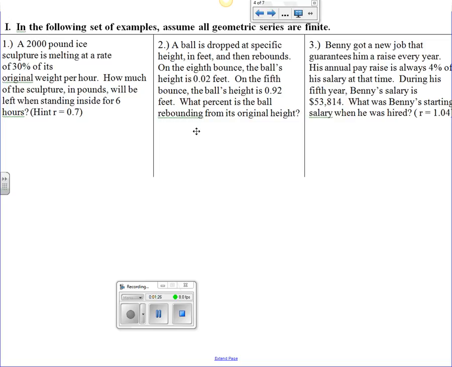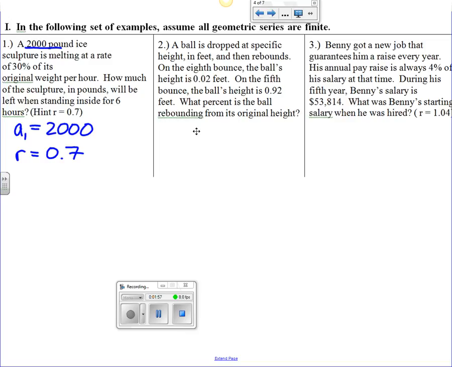Good. So you have a 2,000-pound ice sculpture. So that's what its weight started out being. So that's A1. So A1 is 2,000. I already gave you the R because I thought it was too much to ask for you to come up with it on this one. But let's talk about where I got that number from. It's melting 30%. So 30% of this ice, whatever, is melting.